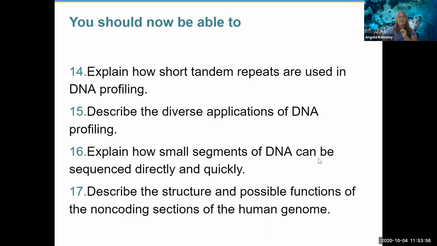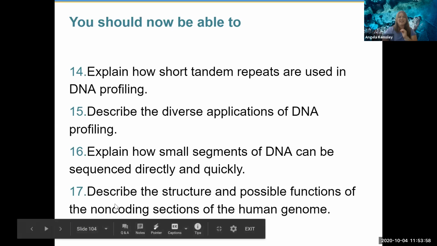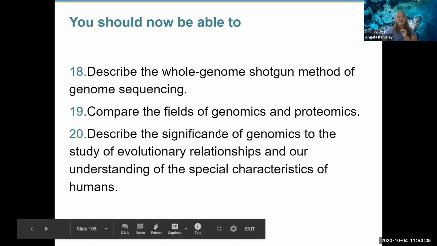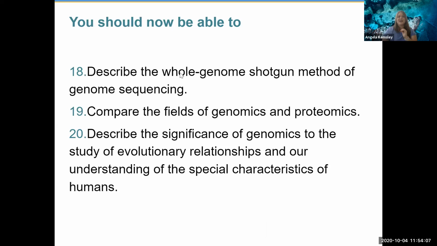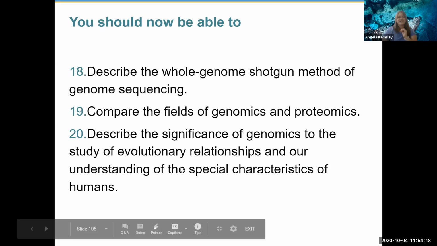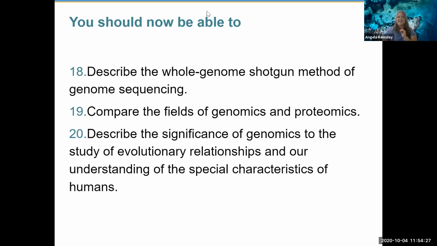Explain how small segments of DNA can be sequenced directly and quickly. Describe some of the importance of the non-coding sections of the human genome. We did not talk about the whole genome shotgun method in the lecture, so you're welcome to read about that in your book. We also did not talk about proteomics, so you're welcome to read about that as well. And then describe the significance of genomics to the study of evolutionary relationships and our understanding of the special characteristics of humans. So that's the end of this lecture, and I will see you next time.